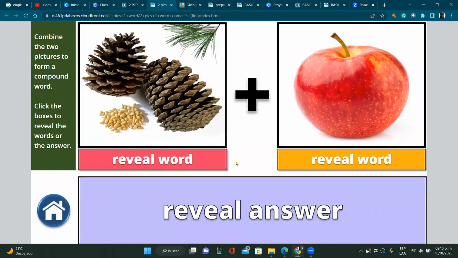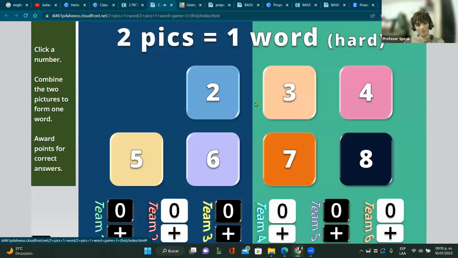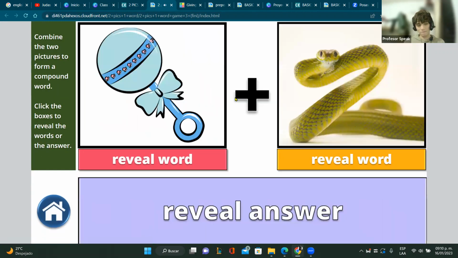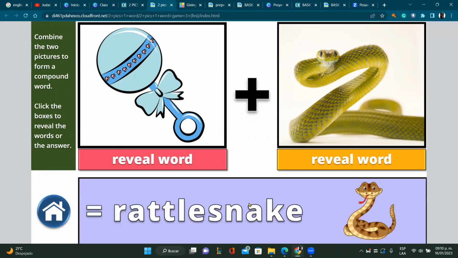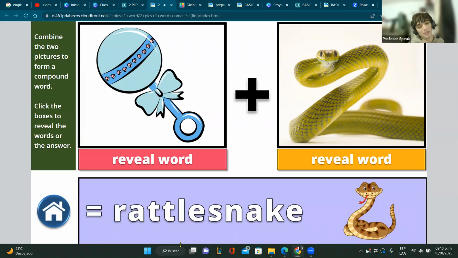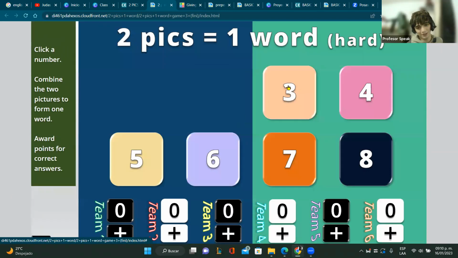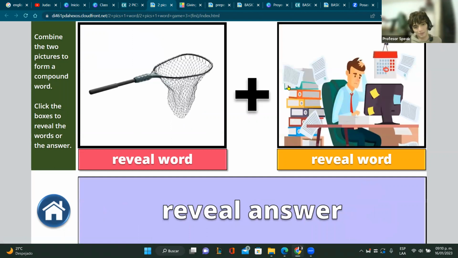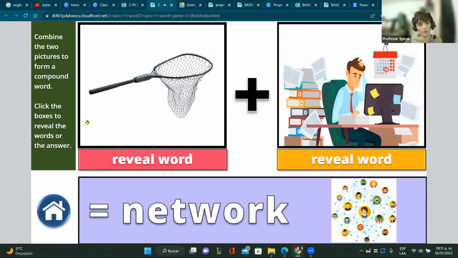Pineapple. Yeah, pineapple. What is this, guys? Shake snake. No. This is a rattlesnake. Que es la serpiente de cascabel. Yes. Network. Perfect.